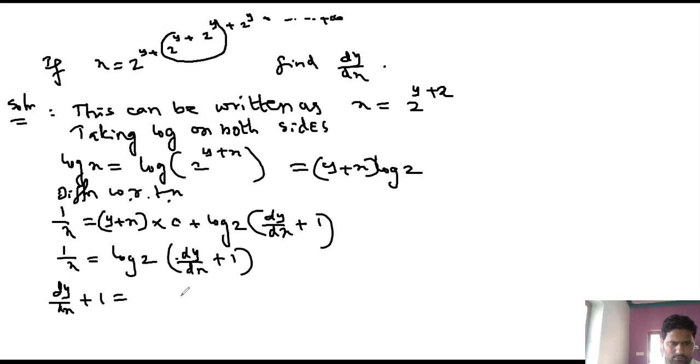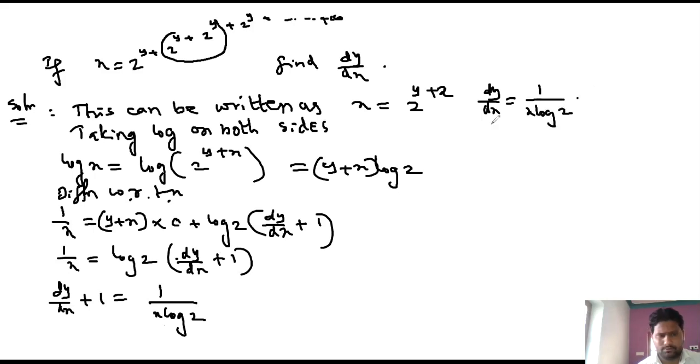This log 2 we take to the LHS. So it becomes 1 divided by x log 2 equals dy by dx plus 1. Suppose if asked dy by dx, now dy by dx is equal to 1 divided by x log 2 minus 1. This plus 1 taken to the RHS is minus 1. Further we can simplify, with x log 2 as the LCM. Therefore, 1 minus x log 2, divided by x log 2. So this is the dy by dx.